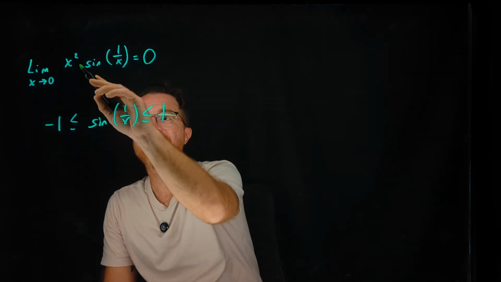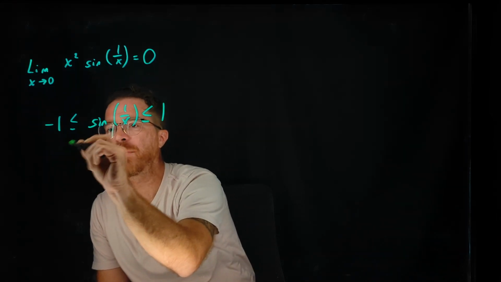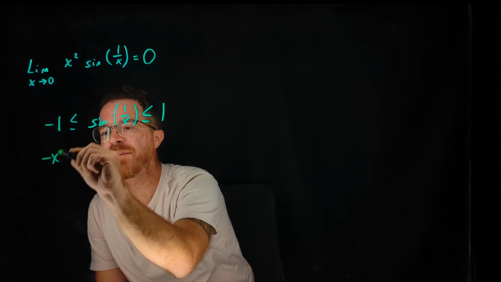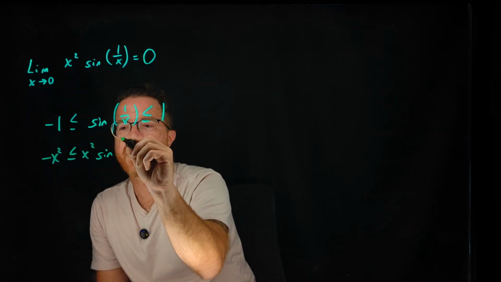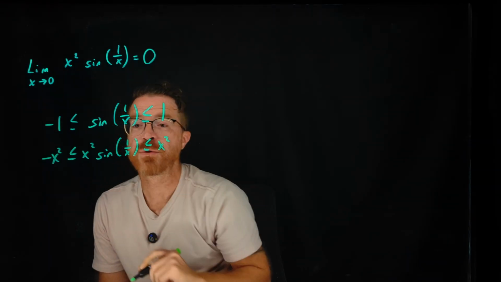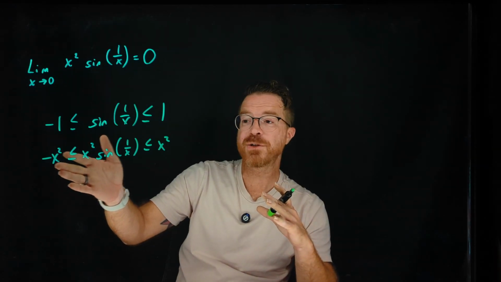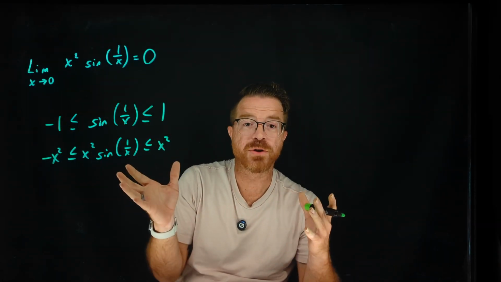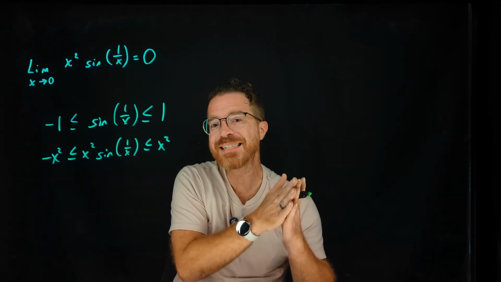Now, because we have x squared times this, what we're going to do is multiply every one of these by x squared. This gives -x squared is less than or equal to x squared sine 1 over x, which is less than or equal to x squared. So now all I have to do is see whether the limit of -x squared and the limit of x squared, as they approach 0, approach the same value. And if so, then this would have to be squeezed into that same limit.